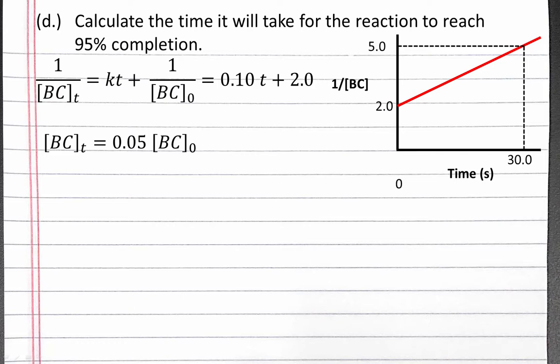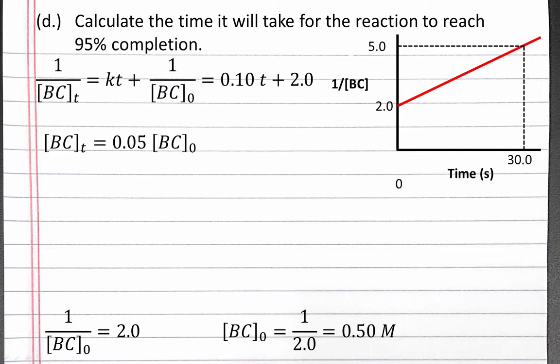So to calculate our initial concentration of BC, we know that our y-intercept is 1 divided by our initial concentration, which is equal to 2. So if we invert this, we'll get 0.5 molar, which is our initial concentration of BC.